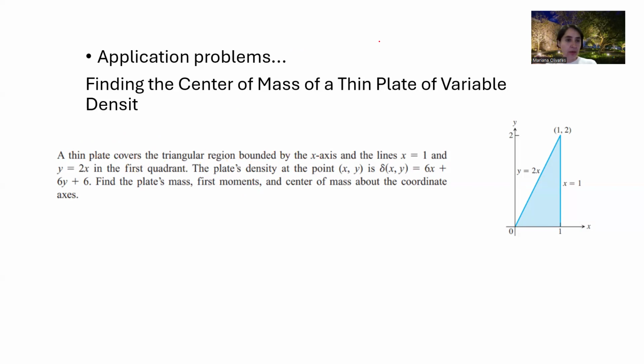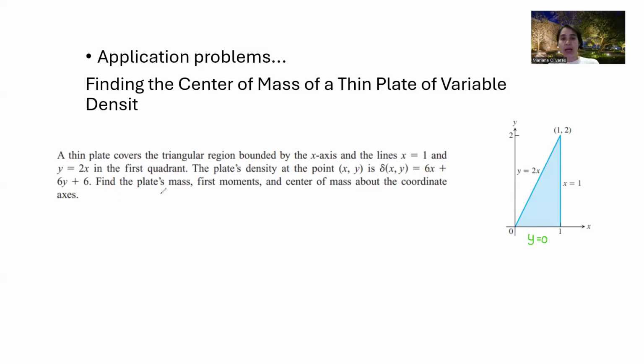Remember, I will be insisting with this line here, it's y equal to 0. The x-axis is the equation y equal to 0. The line x equal to 1, which is this vertical line here. And we have y equal to 2 times x, which is this line here. The plate density is variable and is changing with this relation, 6x plus 6y plus 6.